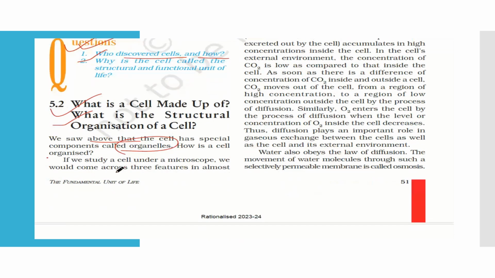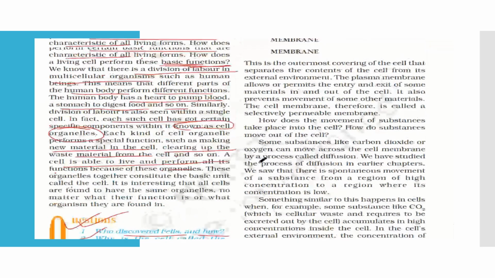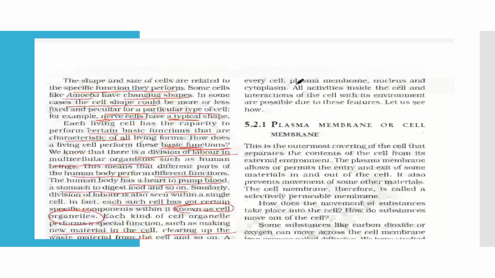If we study a cell under a microscope, we would come across three important features. That is, in every cell we have a plasma membrane, a nucleus, and cytoplasm. So plasma membrane, nucleus and cytoplasm are present in every cell. These are the common things. Now all the activities inside the cell and interactions of the cell with its environment are possible due to what? These three features only: plasma membrane, nucleus and cytoplasm.